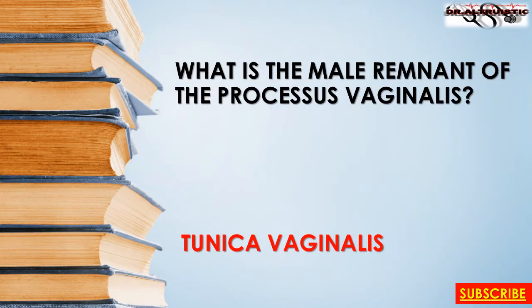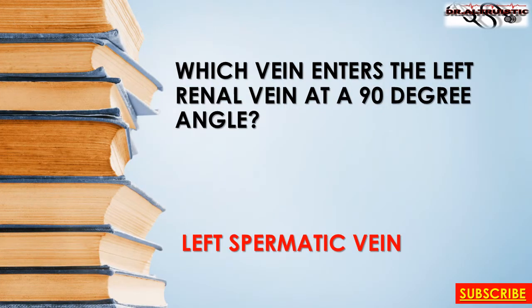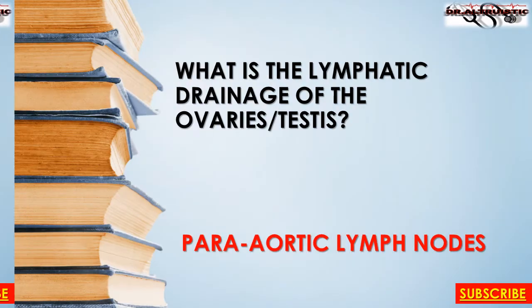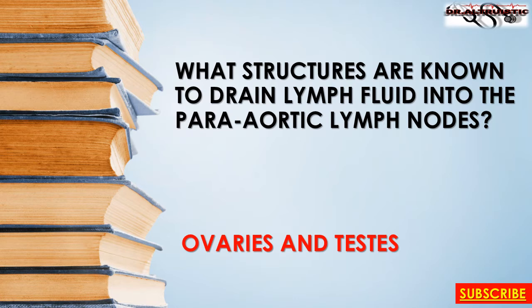What is the male remnant of the processus vaginalis? Tunica vaginalis. Which vein enters the left renal vein at a 90-degree angle? Left spermatic vein. What is the lymphatic drainage of the ovaries, testis? Para-aortic lymph nodes. What structures are known to drain lymph fluid into the para-aortic lymph nodes? Ovaries and testes.